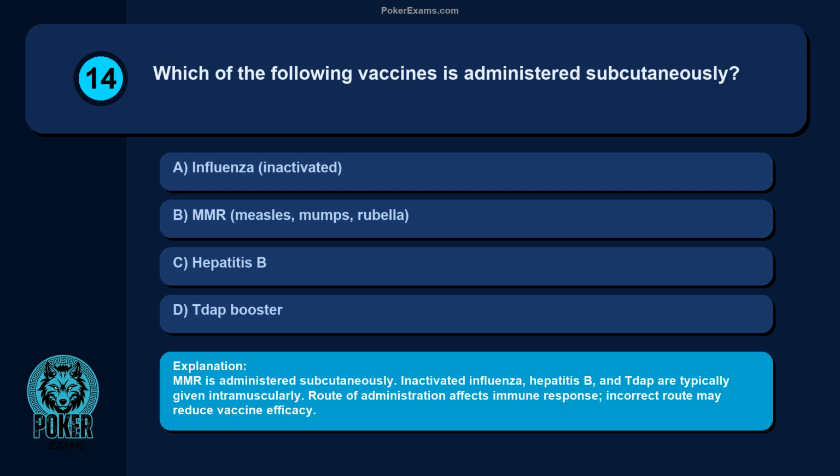MMR is administered subcutaneously. Inactivated influenza, hepatitis B, and DTaP are typically given intramuscularly. Route of administration affects immune response. Incorrect route may reduce vaccine efficacy.